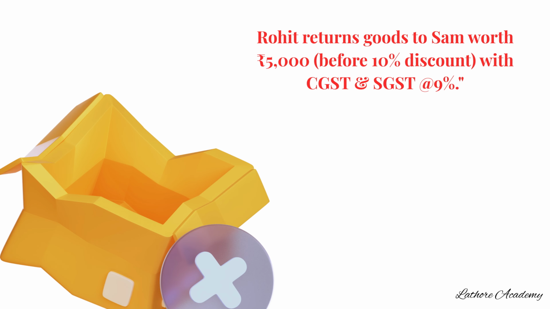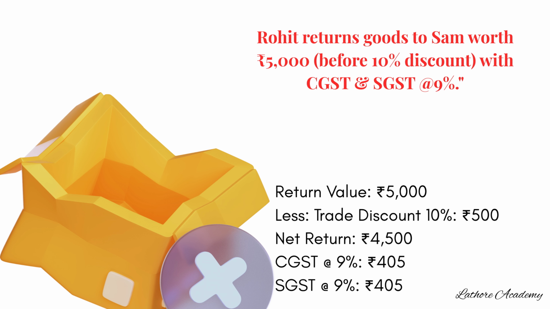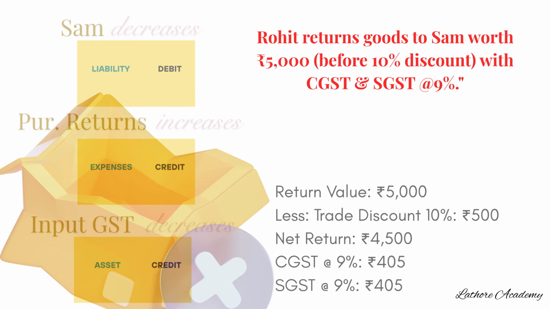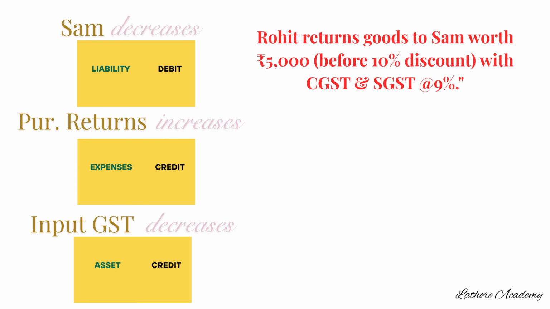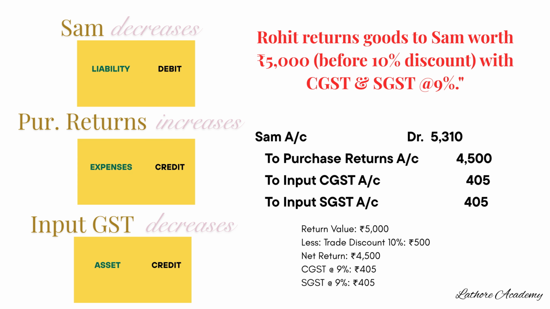Moving on to the next transaction, Rohit returns goods to Sam worth 5,000 rupees before 10% discount with CGST and SGST. So here in this case we have to calculate the return value first. The return value here is 5,000 minus trade discount 10%, which is 500 rupees. So the net return value is 4,500. The CGST portion comes to 405 rupees at the rate of 9%. And similarly SGST is also 405 rupees.